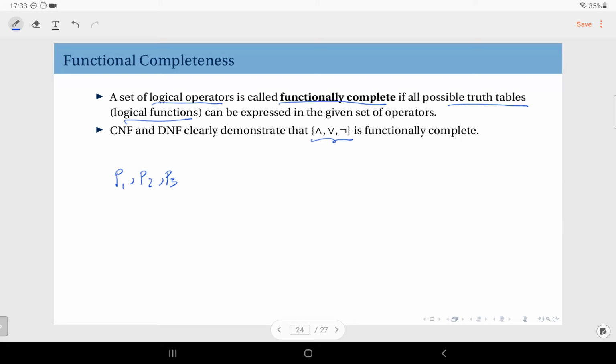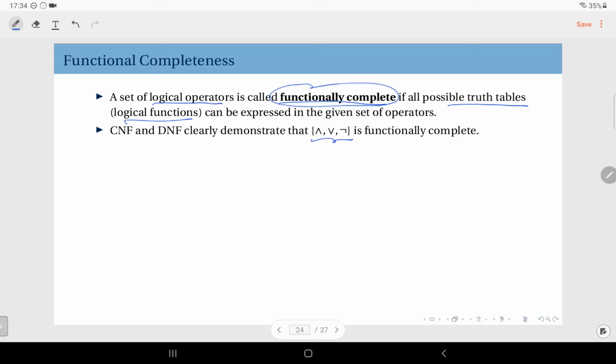That is the question. If the answer is yes, we say that that set of logical operators is functionally complete, meaning it's complete in the sense that it can express all propositional functions possible. Okay, and this just 3 logical variables is just an example. We are talking about all possible logical functions, irrespective of the number of logical variables.